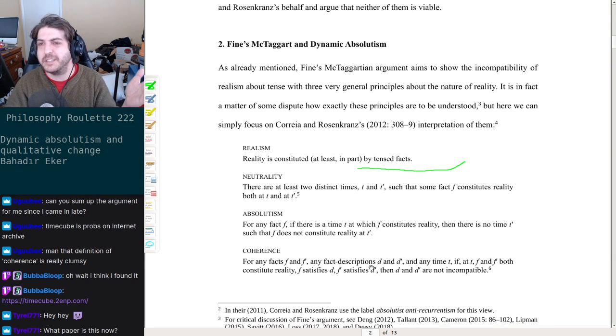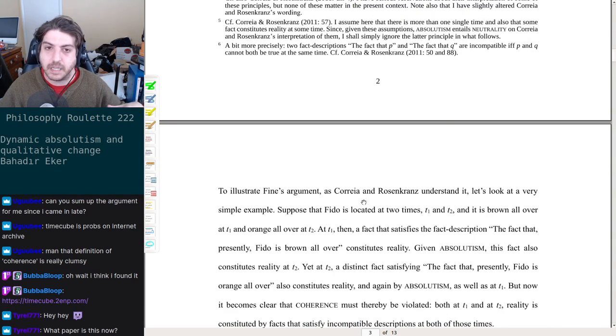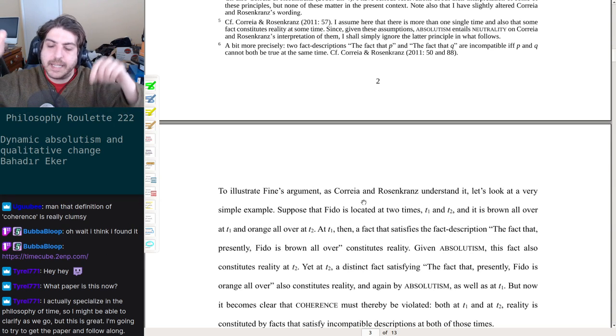And what happens is you can say, well, look, if something changes from being brown to orange, then it looks like the fact is changing. What these people do, Correa and Rosencrantz, is they say, look, you index everything to a tense time.